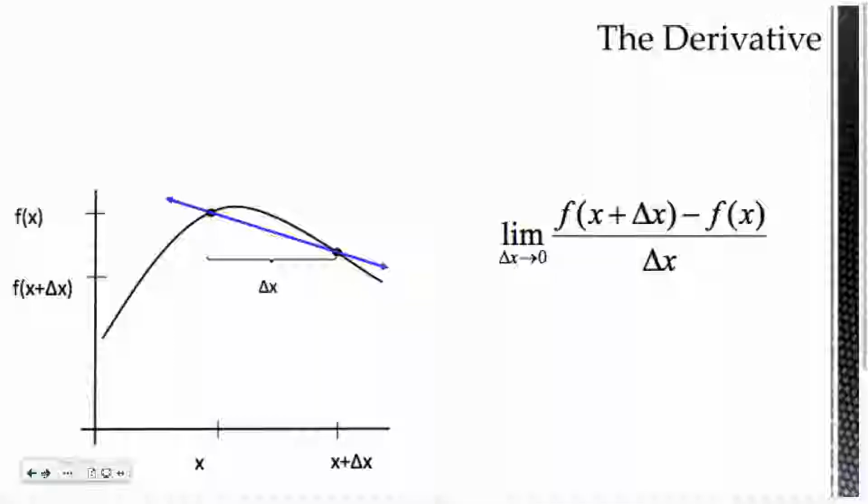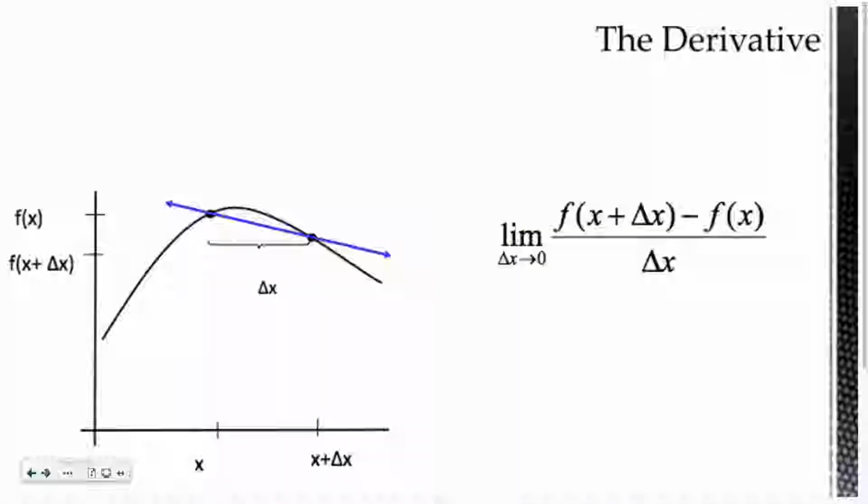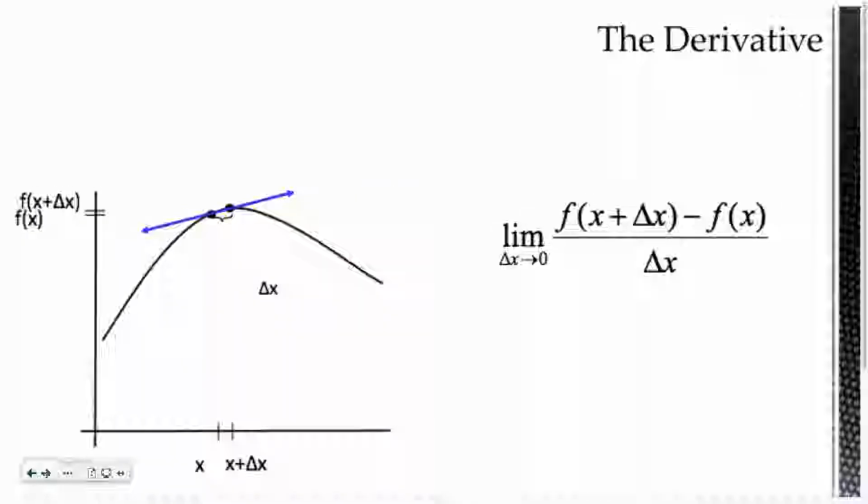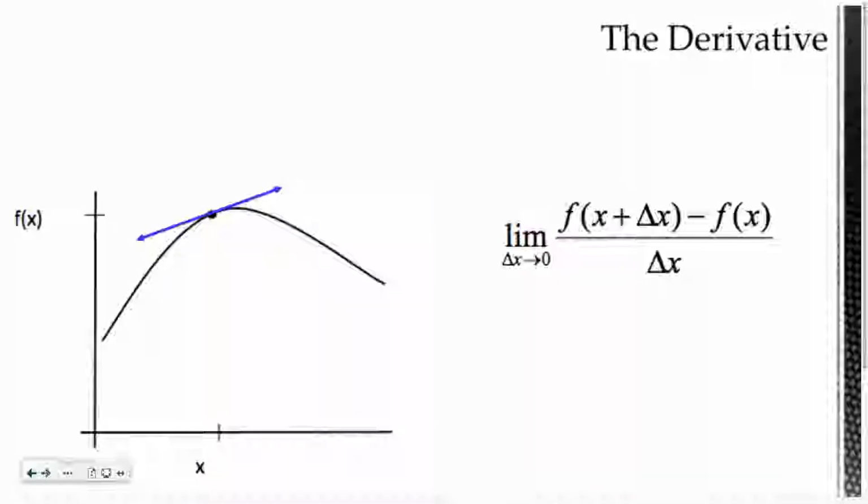As delta x approaches 0, so as the change in x approaches 0. Essentially, we're taking this secant line, and as we bring the two x values closer and closer together, that's what we do with our limit. We're bringing those closer together. We get the tangent line. So by taking the limit of the difference quotient, you are actually finding the slope of the tangent line for that graph.